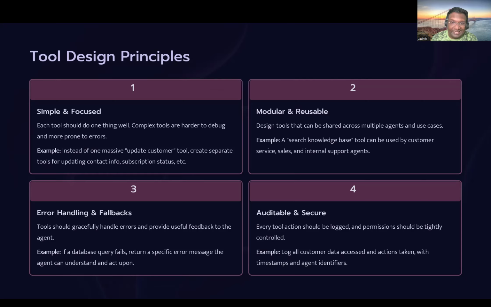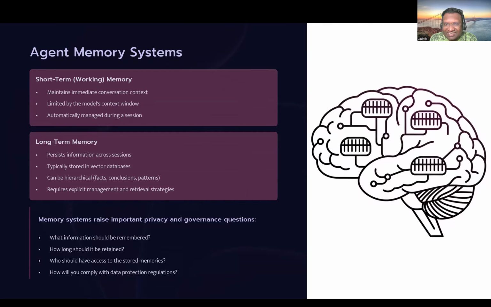Next is agent memory systems. Memory transforms an agent from a reactive system to a truly intelligent one. There are two types of memory, short-term memory and long-term memory. Short-term memory stores conversation context temporarily. It disappears after the session. Long-term memory stores facts, decisions, and patterns across sessions, typically in vector databases. But memory comes with questions of governance: what should the agent remember, for how long, who can access stored information, and how will you meet data protection rules. Define policies early. Decide what information stays in memory, set retention periods, and involve legal teams to keep your implementation compliant.